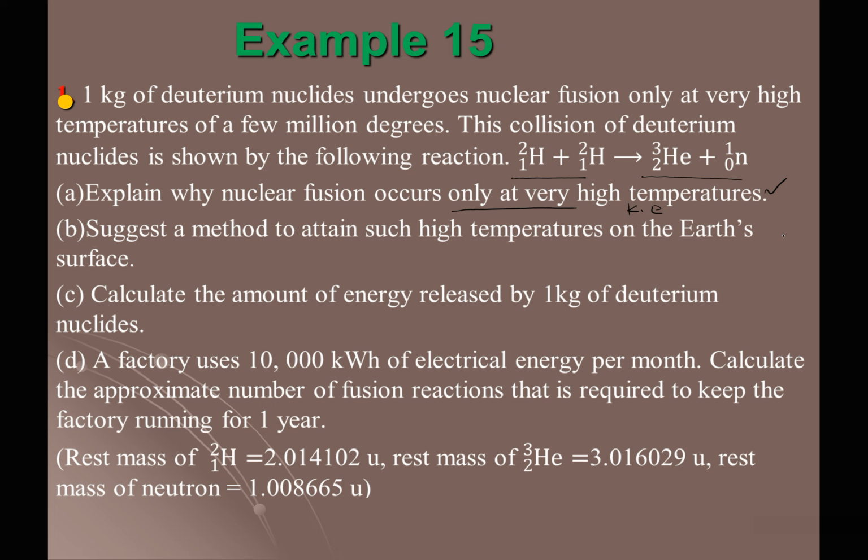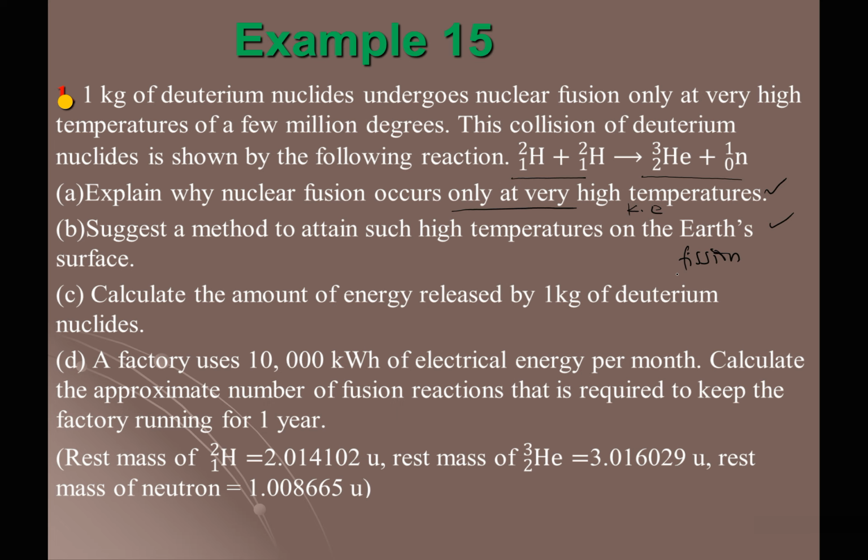Then suggest a method to attain such high temperatures on Earth. Remember, we said nuclear fusion is at present not easy to model on the Earth's surface, but vast amounts of heat or high temperatures can be generated during atomic bomb explosions. So high temperatures of millions of degrees from the fission reaction, that is during atomic bomb explosions, such fission reactions can generate high temperatures.